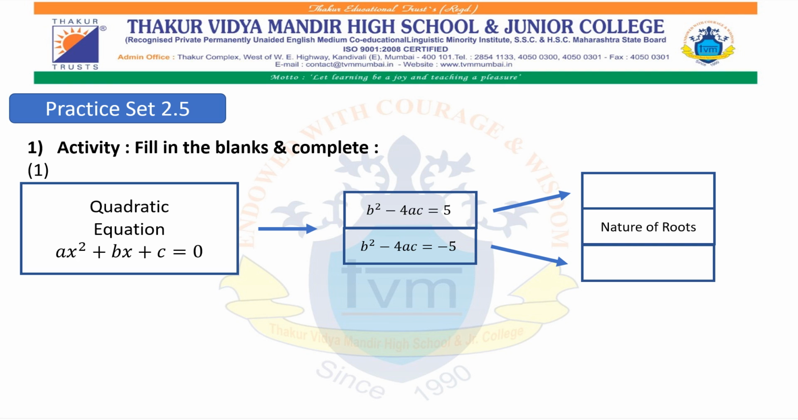And towards the right hand side, three boxes are given where we have to write the nature of the root. In the first box, we have to write the nature of the root if the value of the discriminant is positive 5, which means the nature of the root will be real and unequal. And below that, we have the value of the discriminant negative 5, which means the nature of the root will be not real.